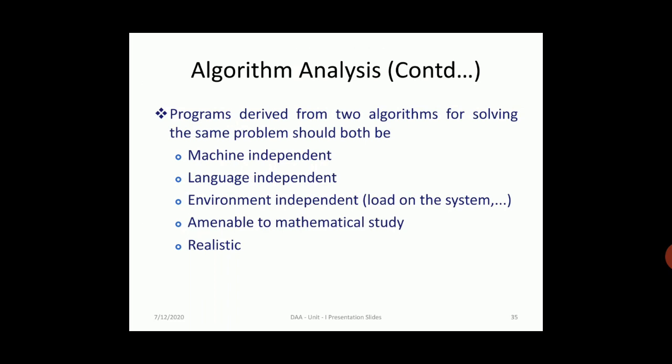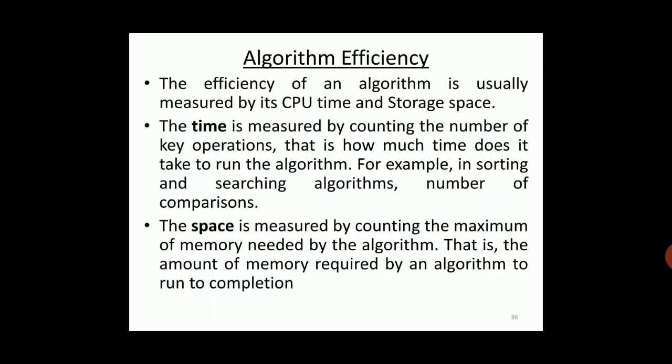Based on the algorithm, we discuss two types of efficiency. One is what time your algorithm will take to execute, and the second is what space is consumed by your algorithm in your system. The next point is algorithm efficiency. The efficiency of an algorithm we majorly discuss in terms of time and space. It is usually measured by CPU time and space.